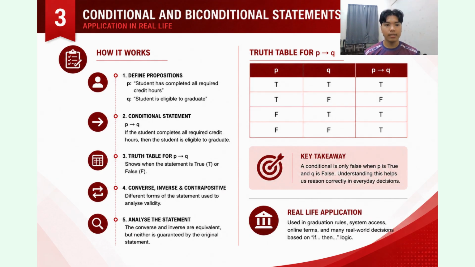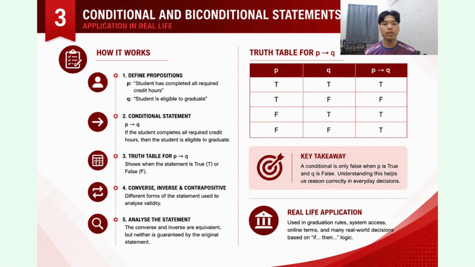Next, I will explain the application of conditional and biconditional statements in real life. First, we define two propositions. Let P represent the student has completed all required credit hours, and Q represent the student is eligible to graduate. From these propositions, we form the conditional statement P implies Q, which means if a student completes all required credit hours, then the student is eligible to graduate.